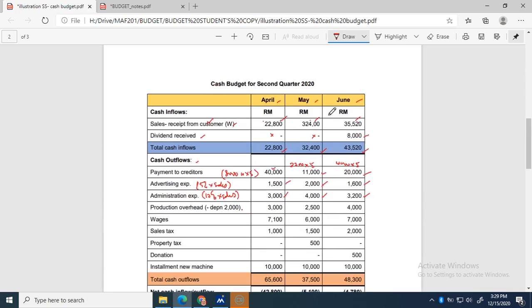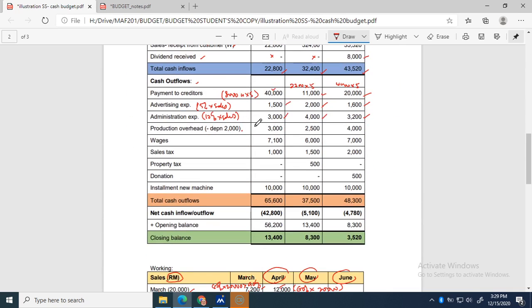So 5,000 minus depreciation 2,000, the amount paid for production overhead is 3,000. Okay, so April 4,500 production overhead minus 2,000, you get 2,500. Okay, in May you pay in June. We refer to May production overhead, which is 6,000. So 6,000 minus 2,000, you get 4,000.